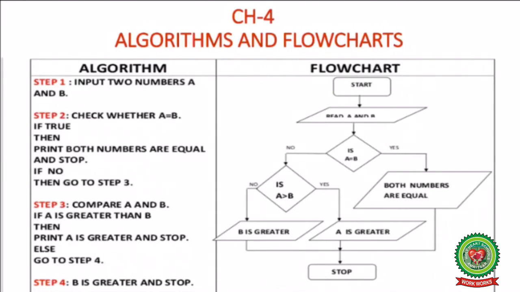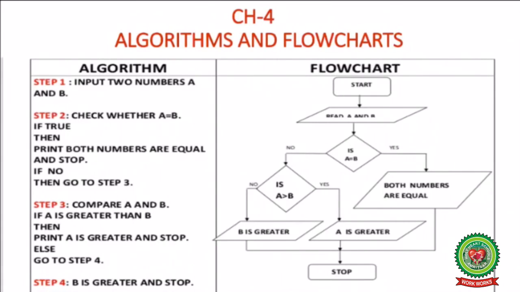Then in the algorithm, if A is not equal to B, like if no, then go to step 3. And in the flowchart, if A is not equal to B, like A equals B, no, then go to the other condition, that is A is greater than B. In the algorithm, step 3 will be compare A and B. Now in the flowchart, if A is greater than B, then A is greater will print, and if no, then B is greater.